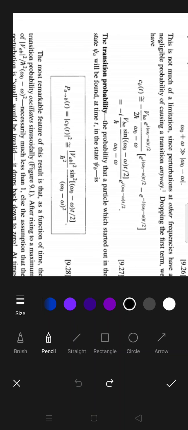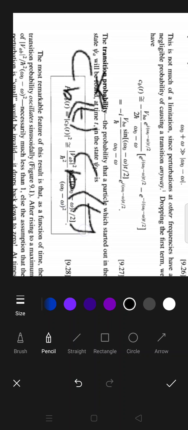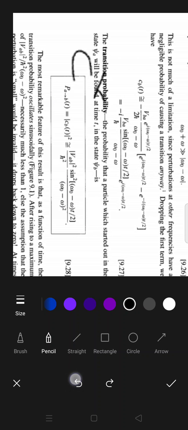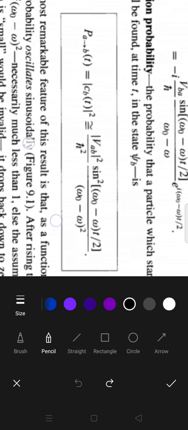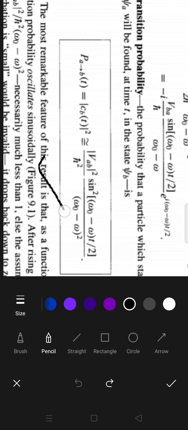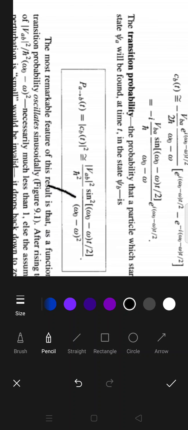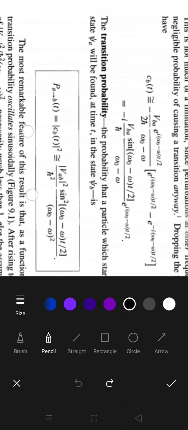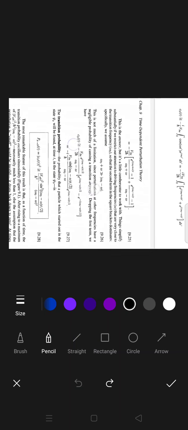Then multiply C conjugate of CB of t into CB of t. If you multiply these two coefficients, then you will get the transition probability. Okay, this is not today's last class.